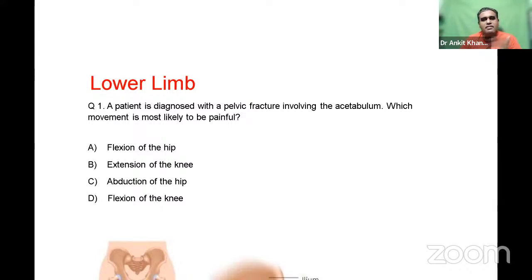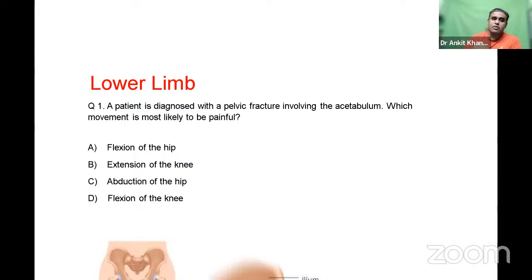That is extension of the knee and flexion of the knee. Extension and flexion of the knee are done at the knee joint. So we are left with only two options now. First and third option, flexion and abduction of the hip. Here you have to judge yourself which movement involves more of the acetabulum than the other one. Although both will involve it, no doubt about it.